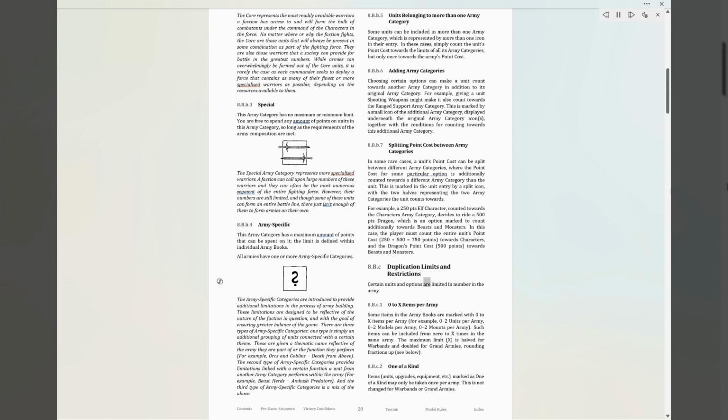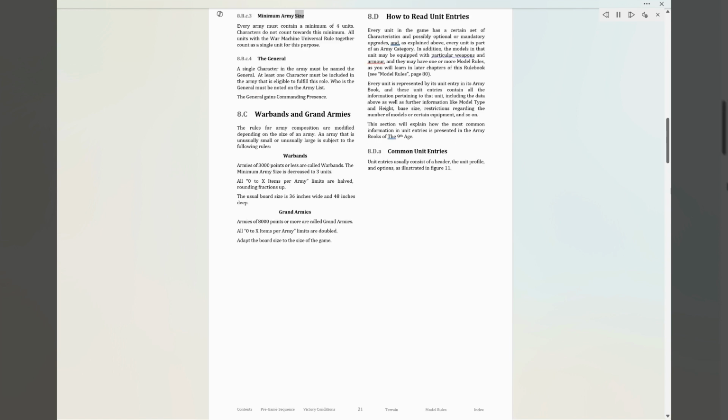Duplication limits and restrictions. Certain units and options are limited in number in the army. 0 to X items per army. Some items in the army books are marked with 0 to X items per army. For example, 0 to 2 units per army, 0 to 2 models per army, 0 to 2 mounts per army. Such items can be included from 0 to X times in the same army. The maximum limit, X, is halved for Warbands and doubled for Grand Armies, rounding fractions up. See below. One of a kind. Items, units, upgrades, equipment, etc., marked as one of a kind may only be taken once per army. This is not changed for Warbands or Grand Armies.